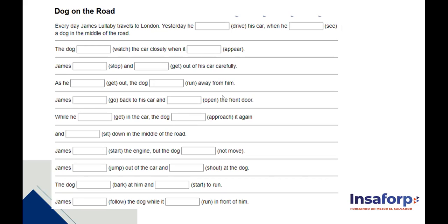Next one, number 8. Let's see, Gustavo. While he was getting in the car, the dogs approached it again. Thank you so much. That is correct. Next one. Back to you, Emma.